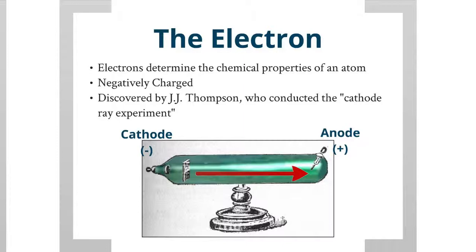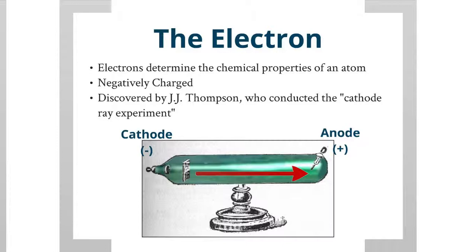Now, the way the cathode ray experiment worked was that he had what's called a cathode ray tube, which is in this image below. And one end was called the cathode, which was negative. The other end was called the anode, which was positive. And he filled it with a gas and ran an electric current through it.